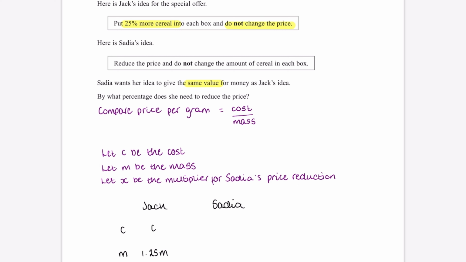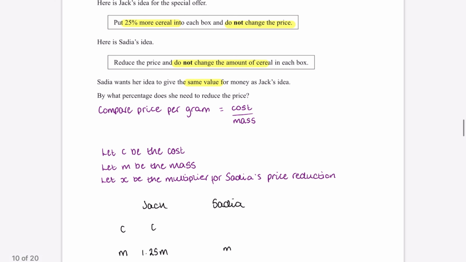Next we can move on to Sadia. Sadia did not want to change the amount of cereal in each box. If we let M be equal to the mass, then the mass of her cereal box will be M. And Sadia wants to reduce the price to give the same value for money as Jack's idea. If we let X be the multiplier for Sadia's price reduction, and we let C be the cost, then the cost of Sadia's cereal box will be X multiplied by C. And because we want the cost divided by the mass to be equal, we can now form an equation.